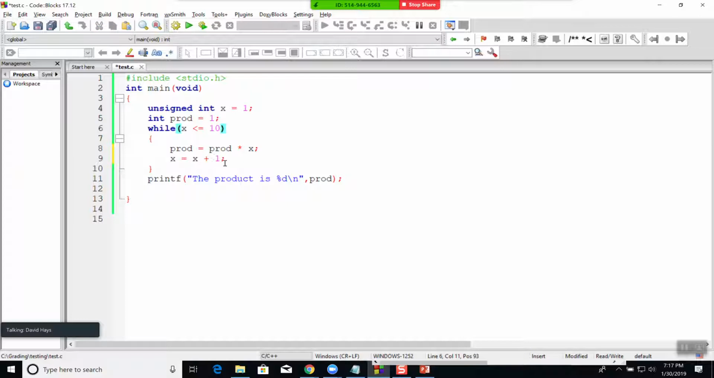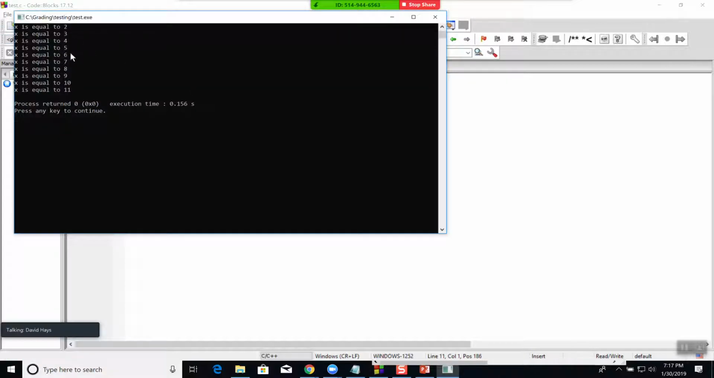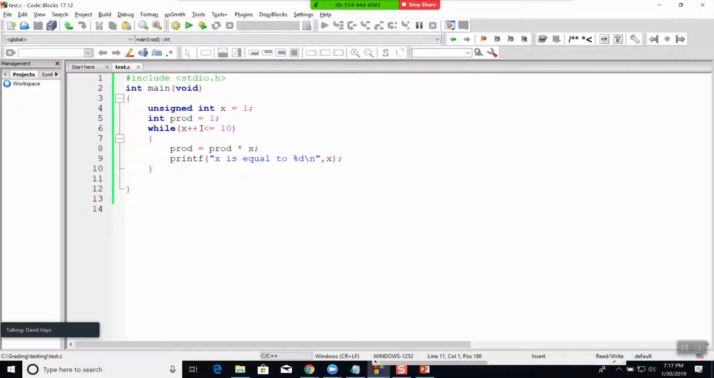Where you would really see it at is not there. Let me do a printf here. X is equal to %d \n, x. I'll get rid of that line. Okay, so if I ran this, it starts at 2 and goes to 11. Whether you put the plus before or after the x decides when it gets incremented.